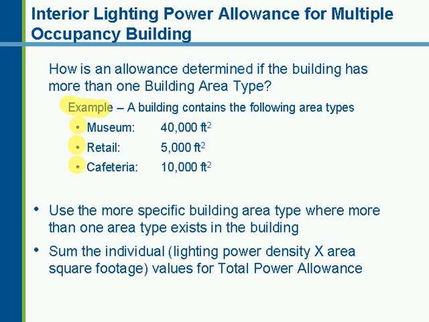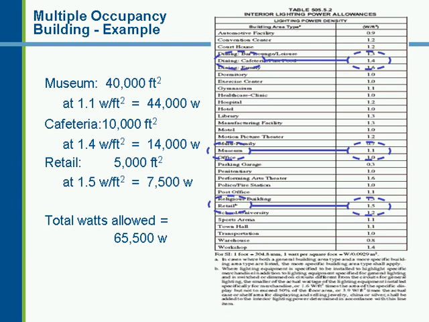In this case, the rule is that you use the more specific building area type, if it exists on the table, and apply that to each of the different building area space types within that one structure. Then you sum the individual lighting power density times area square footage values, and you get a total power allowance for that building. And let's look at that as an example also, showing you the table.